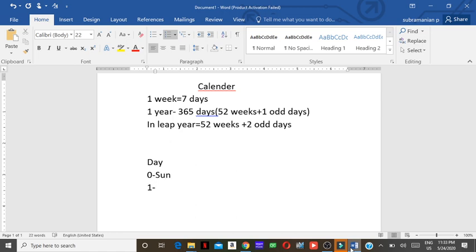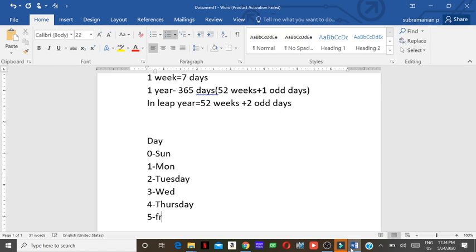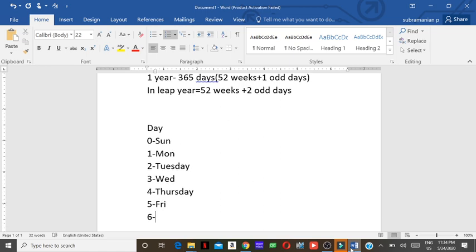Okay. One is represented as Monday. Two is represented as Tuesday. Three is represented as Wednesday. Likewise, four is represented as Thursday. Five is Friday. Six is Saturday. You already know. You can easily remember this. 0 is Sunday, 1 is Monday, 2 is Tuesday, 3 is Wednesday, 4 is Thursday, 5 is Friday, and 6 is Saturday. You have to remember this.